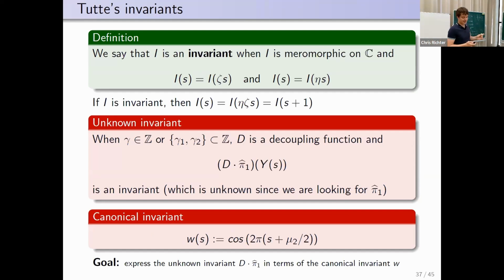And what we are going to see is that there are not a lot of invariants. In fact, all the invariants are just the cosine function. And the goal now is to express the unknown invariants in terms of a canonical invariance, which I call W, which is just the cosine. Okay? So how to do it?